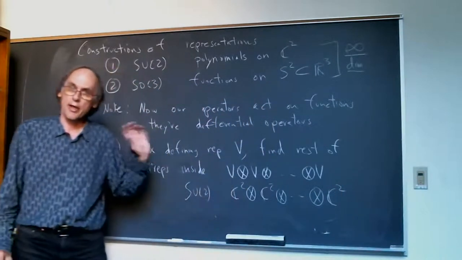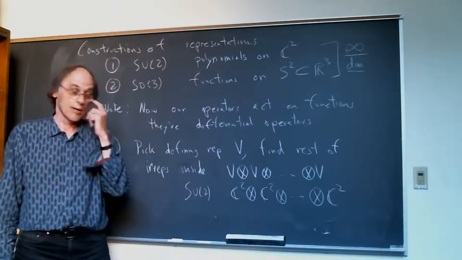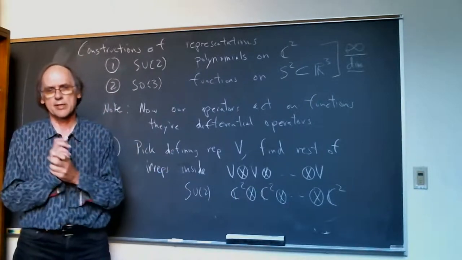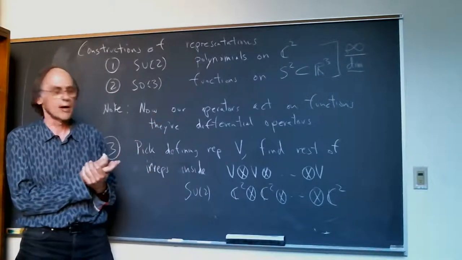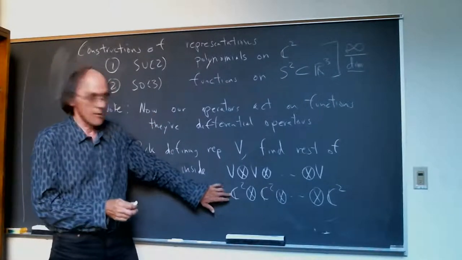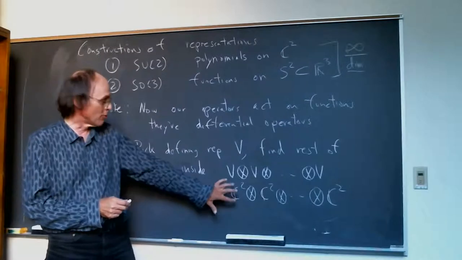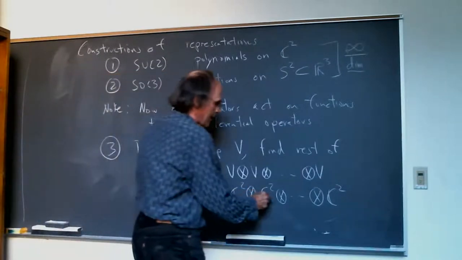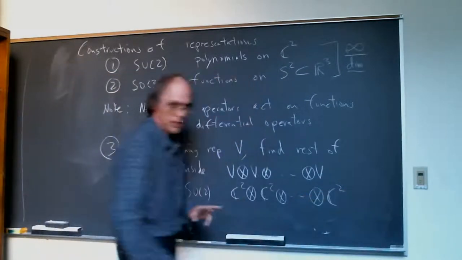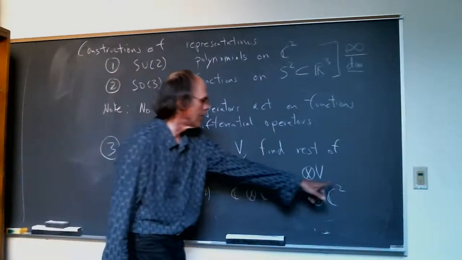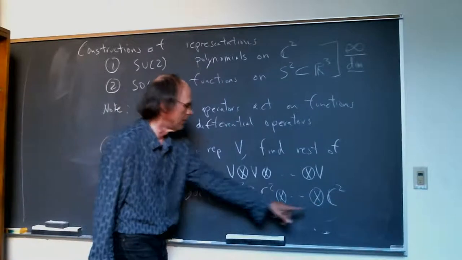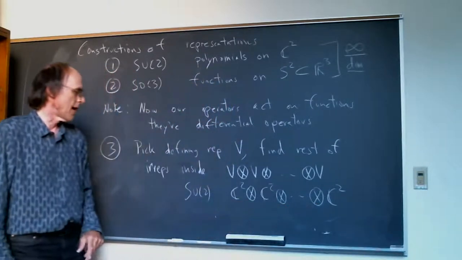So there's another way of trying to construct representations that would actually be the ones that are classified so far: start with a spinor representation, or the qubit if you like, and then take the tensor product a bunch of times. And this is going to have dimension 2 to the k, where there are k of these.